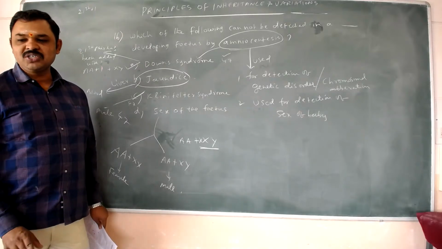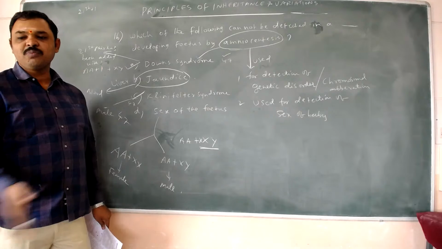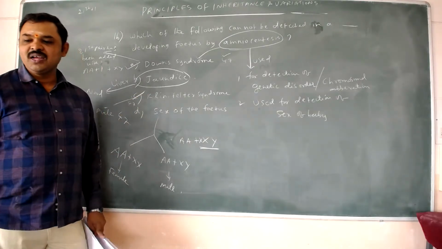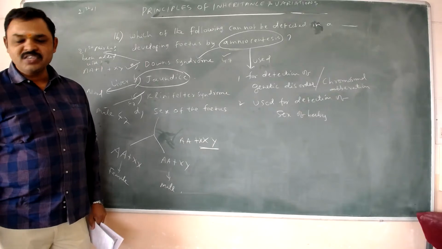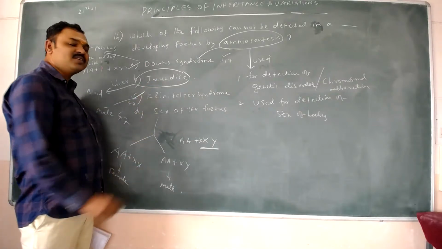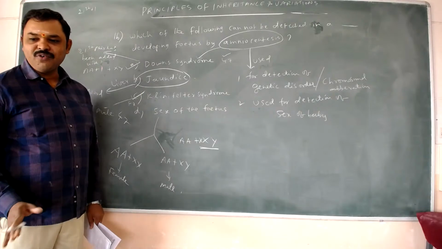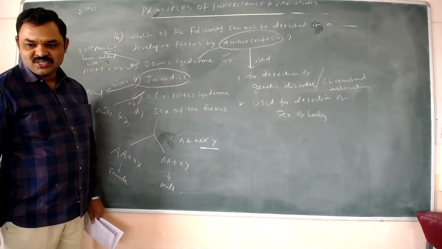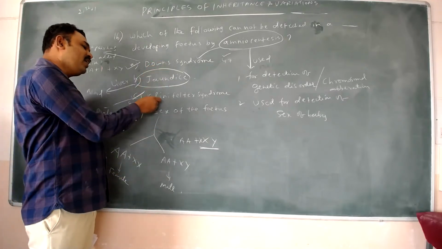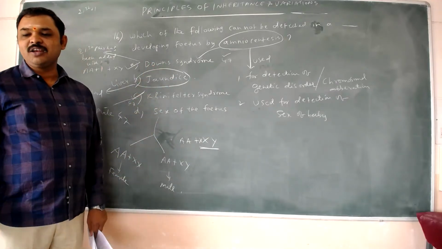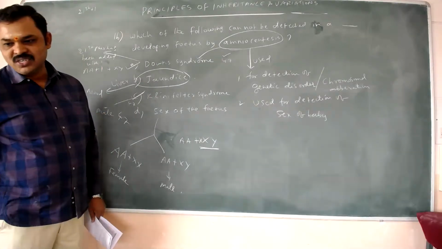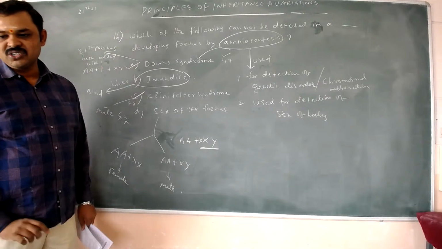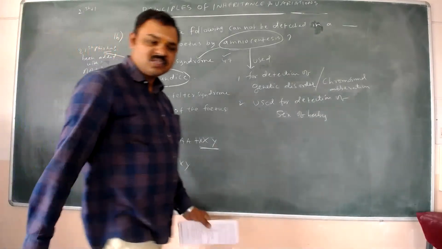So chromosomal aberration and genetic disorders can be analyzed by the amniocentesis technique, and it also helps in determining the sex of the baby. Hence, what is the answer? Jaundice is relevant to the liver. Therefore, amniocentesis is not used for the detection of jaundice. The remaining ones, Down syndrome, Klinefelter syndrome, and sex of the fetus, can be determined by the amniocentesis technique. Hence, jaundice is the correct answer. Then we can see the next question.